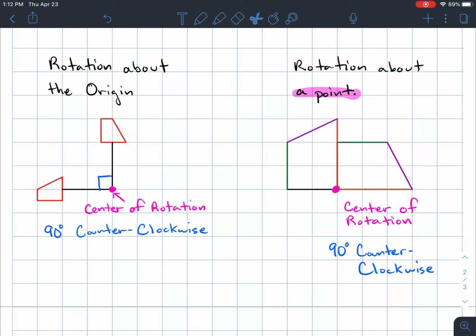Okay, that'll be it for this section of notes. The next one will have actual examples of shapes and vertices.